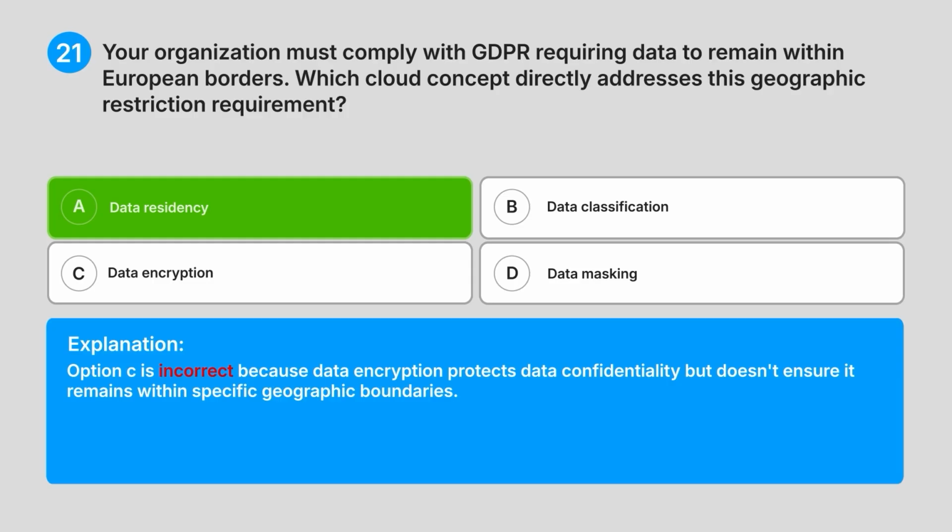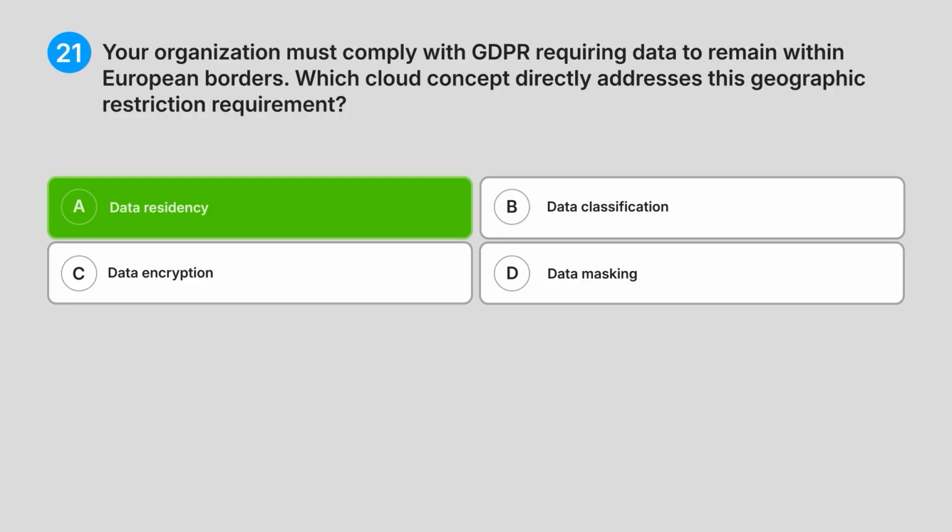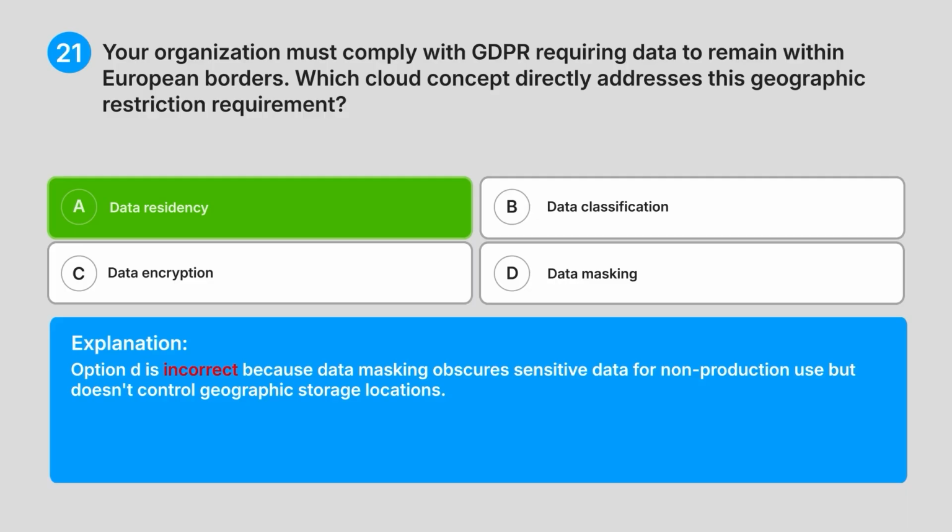Option C is incorrect because data encryption protects data confidentiality but doesn't ensure it remains within specific geographic boundaries. Option D is incorrect because data masking obscures sensitive data for non-production use but doesn't control geographic storage locations.